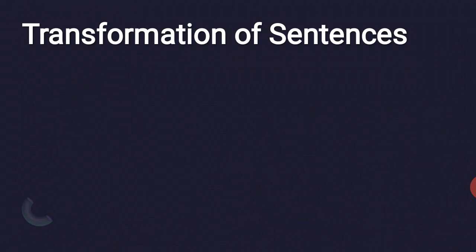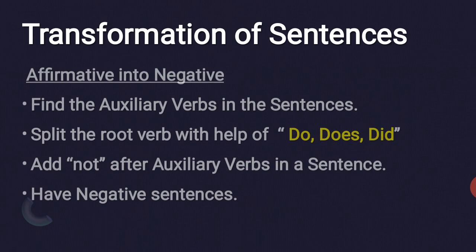Transformation of sentences, affirmative sentences into negatives. We have to know some things to transform affirmative sentences into negative. Before that, we have to know some particular things. There are some steps given. Find out the auxiliary verbs in a sentence. That's the first thing you should do.